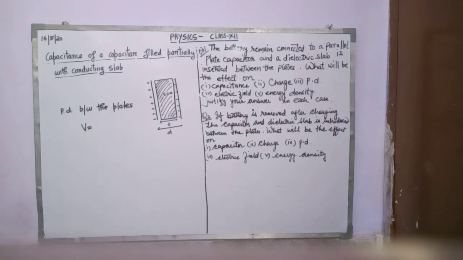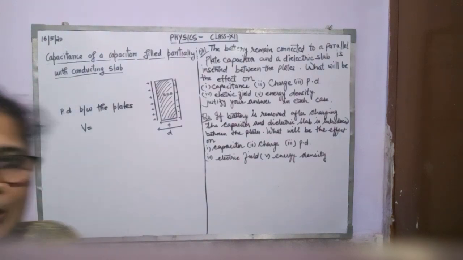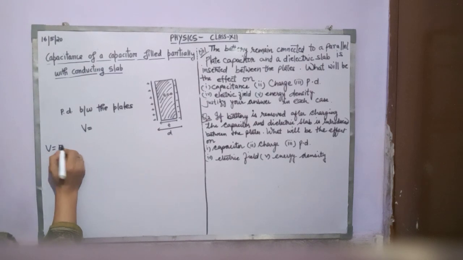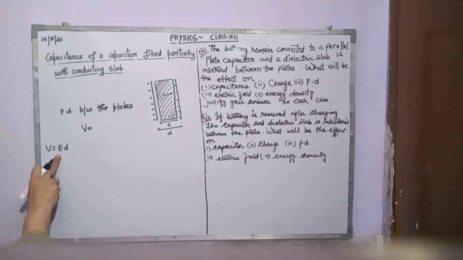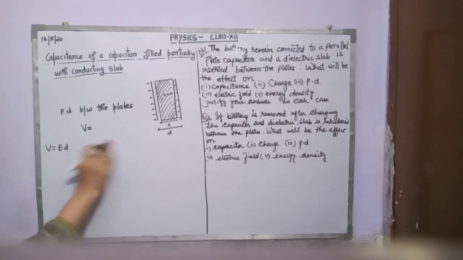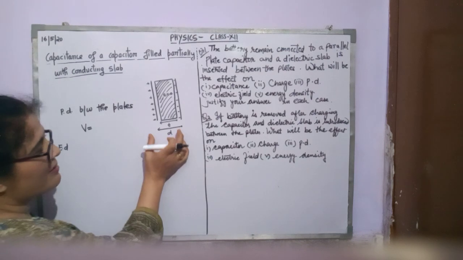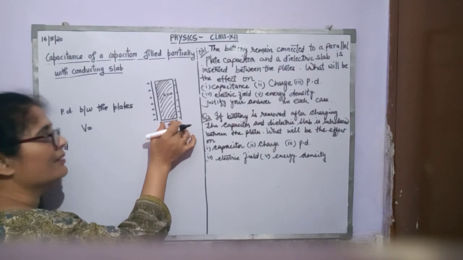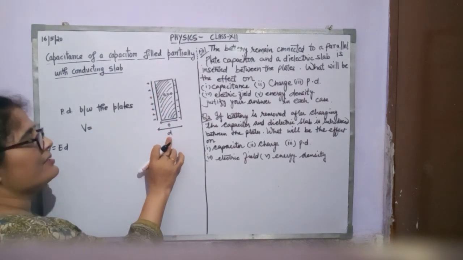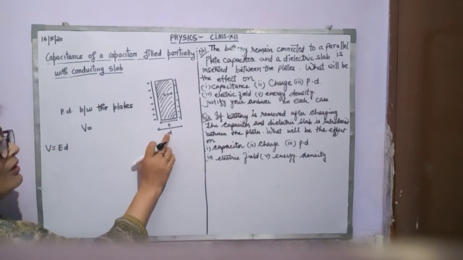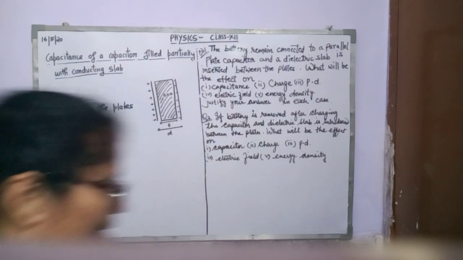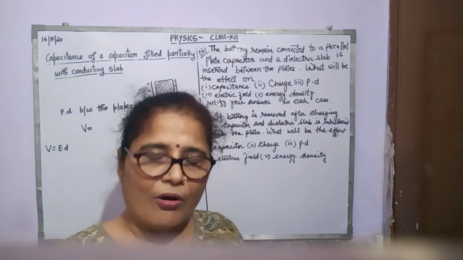What is the relation between V, the distance between the plates, and the electric field? You know, V is equal to E multiplied by D. This is your electric field and this is the separation between the plates. Now in air, what is the distance? Distance D is in air, T is in the conducting slab. Therefore, the distance in air only is D minus T, and in air the electric field is E naught. That means the medium is air or vacuum.